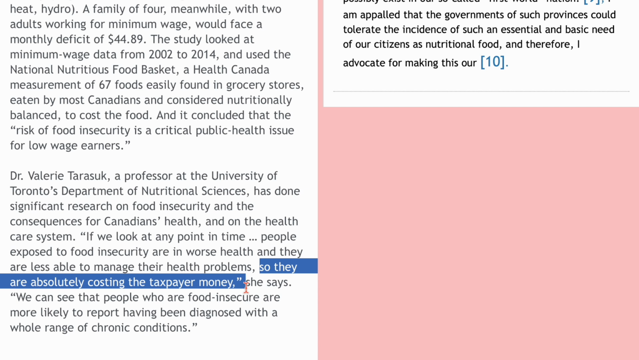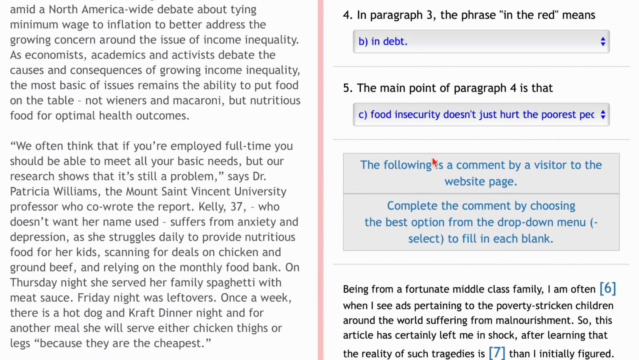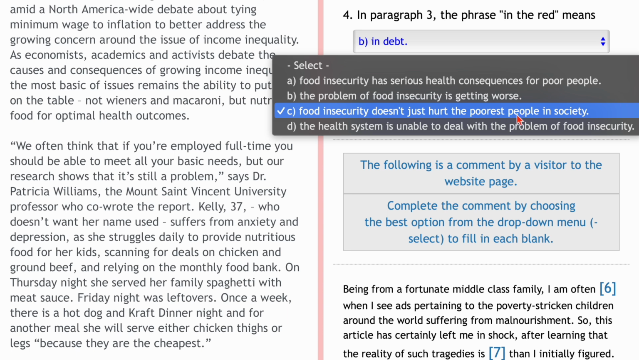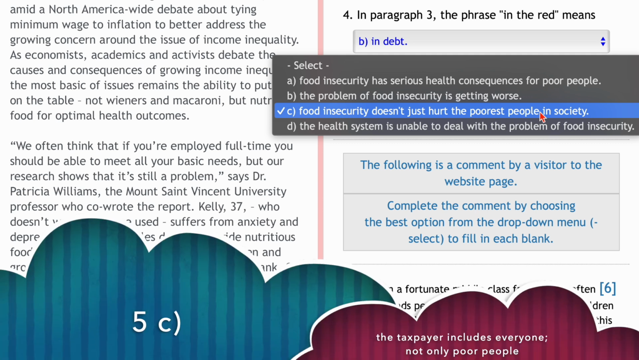So if people are food insecure, they are unhealthy and they could have a range of chronic conditions, and then they need more health care, and that costs the taxpayer money. The taxpayer is regular people that are not food insecure. So, in this way, food insecurity doesn't just hurt the poor people or the people who are food insecure, it affects all of society, okay?